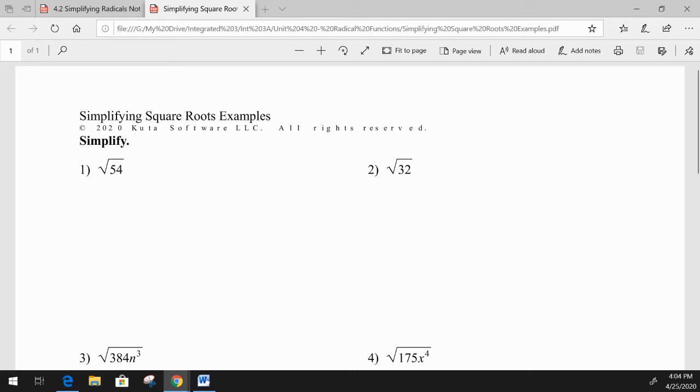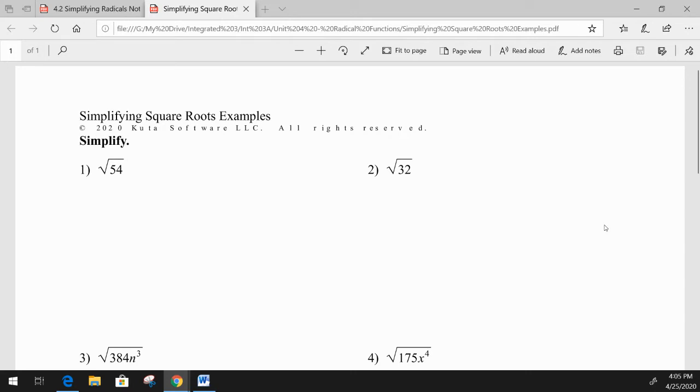In this lesson, I'm going to be going over how to simplify square roots. These are some problems that I've taken from CUDA software, and I'm going to use these as my examples. A smart thing to do before you start simplifying square roots is to make a list of all of your perfect squares. So I'm going to do that along the right side of my paper here.